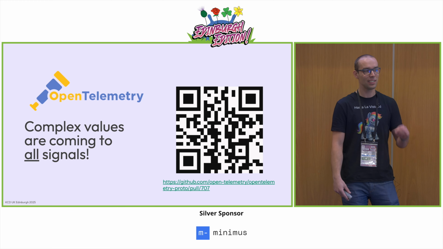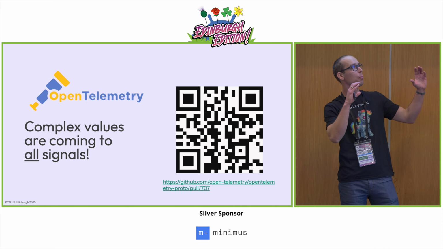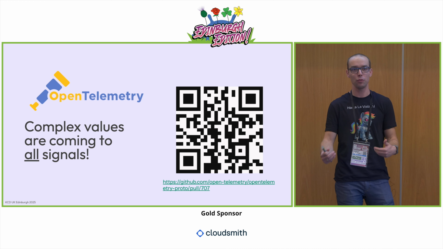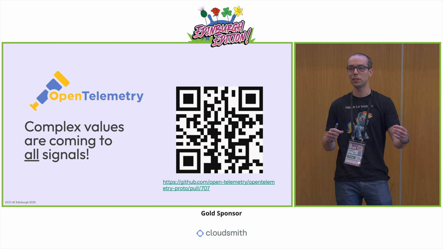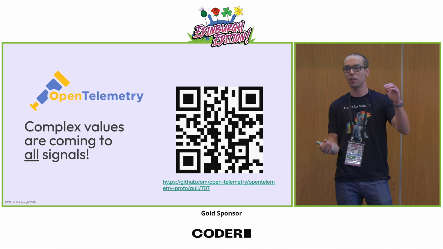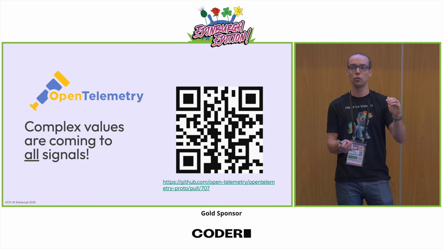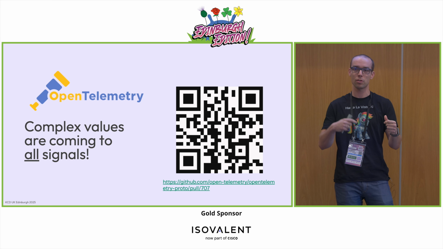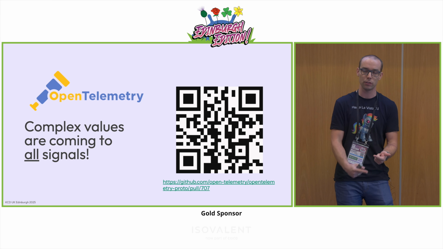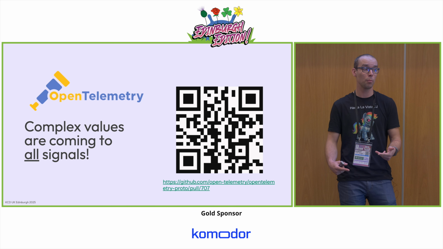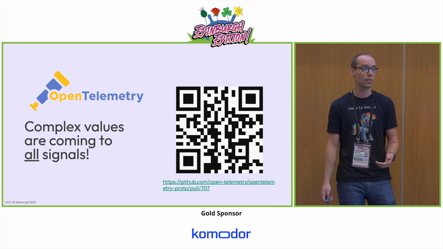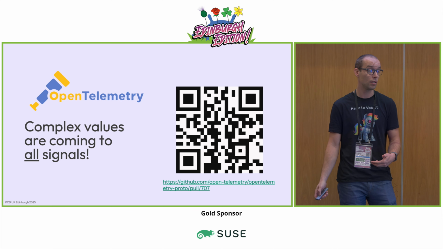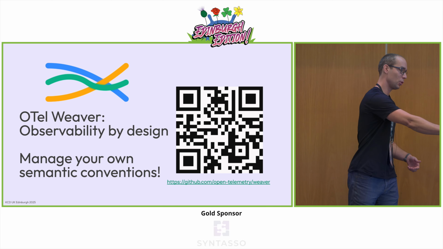The important thing is that these are purple because these are things that are coming to OpenTelemetry. If you remember, I was describing this concept of complex values in attributes and log message body. This type is coming also to traces and metrics and profiles. So complex values are coming to all signals because it turned out that people need them as well. And now it's up to you.